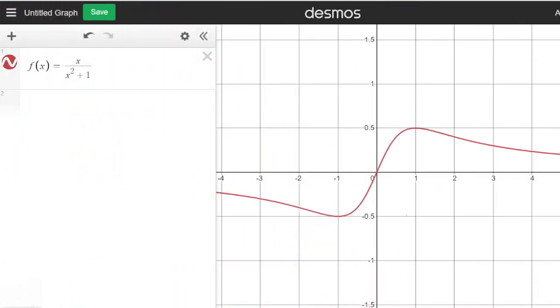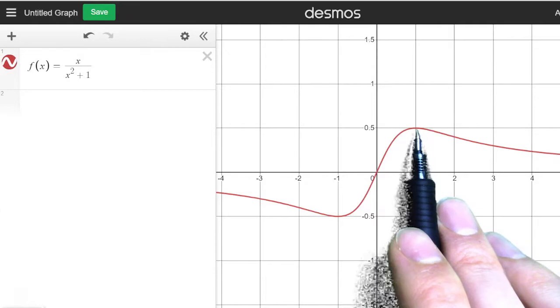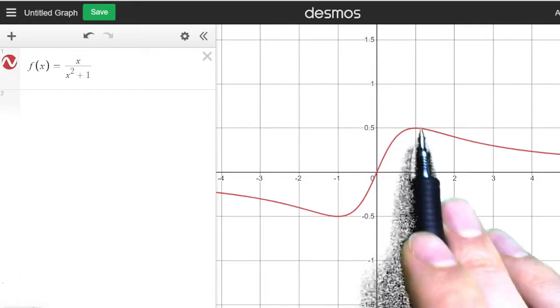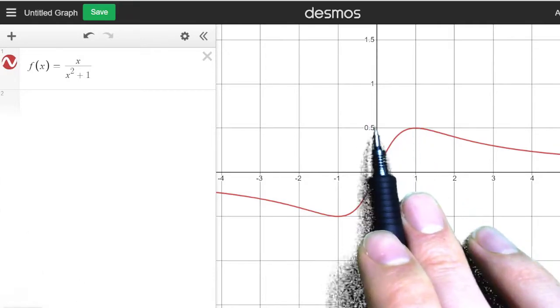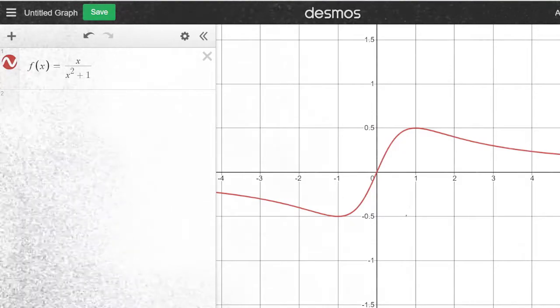And let's just verify that the graph matches what we found. We see that we have a local minimum at negative 1, and the value of the function there is negative 1/2. And we have a local max at positive 1, and the value of the function there is positive 1/2. So it does match what we found.